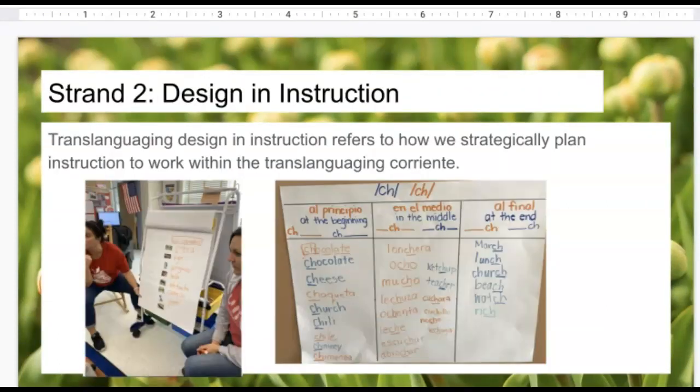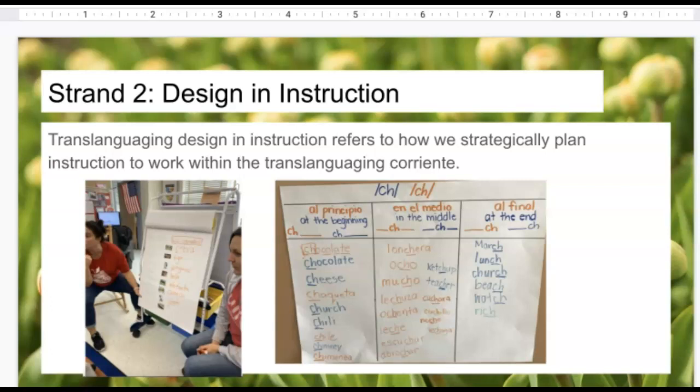Strand number 2 is design and instruction. So translanguaging design and instruction refers to how we strategically plan instruction to work within the translanguaging corriente. So like I just said, translanguaging is not concurrent translation where you just would translate something in English and then in the second language. What it is, is planning strategically for these moments where you're going to weave in the first language to help students acquire the second. In this example, this picture here, it's an example of bridging.